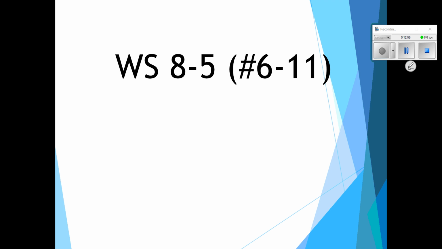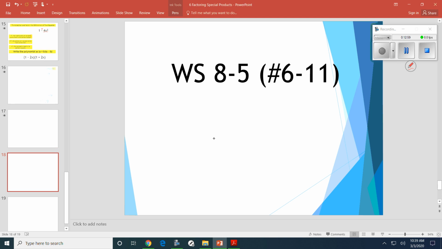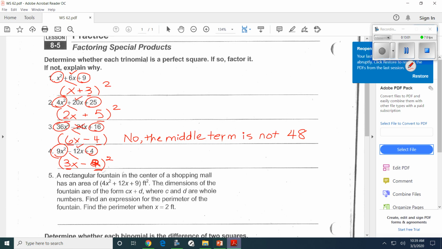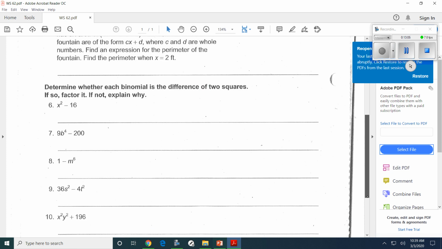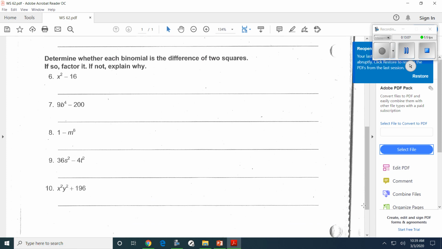Now, if you go back to the page we were working on, we go down to the bottom part. We're going to practice this again. We're going to skip number 5 and go to number 6 to check to see if these are the difference of two perfect squares. It is the difference. We can take the square root of x squared, which is x. We can take the square root of 16, which is 4. It is the difference of two perfect squares, so we write it one time with a subtraction sign, one time with a positive sign.